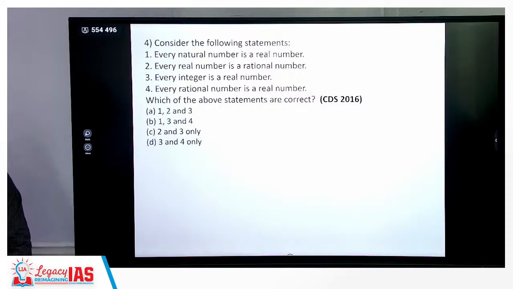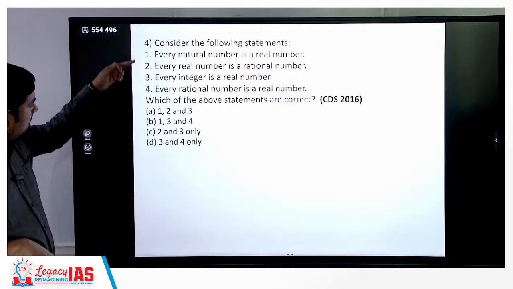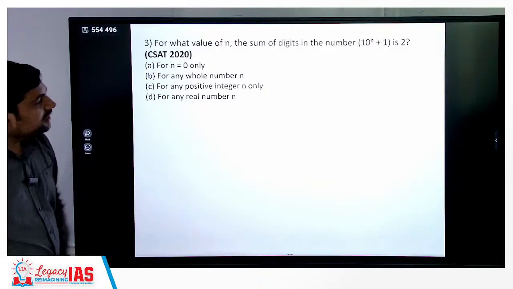What do you think? Which do you think is wrong? Second is wrong. Every real number is a rational number. That is wrong. Remember that diagram? Real is the last thing that you know. So answer becomes 1, 3, 4. That is B. Then do this one.